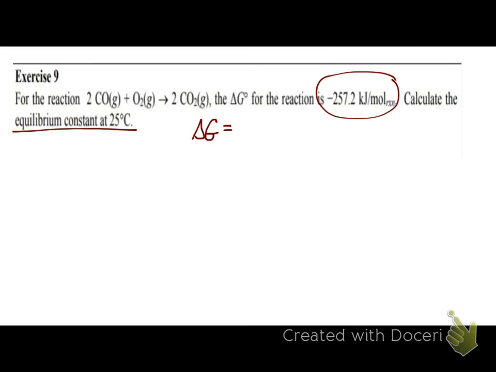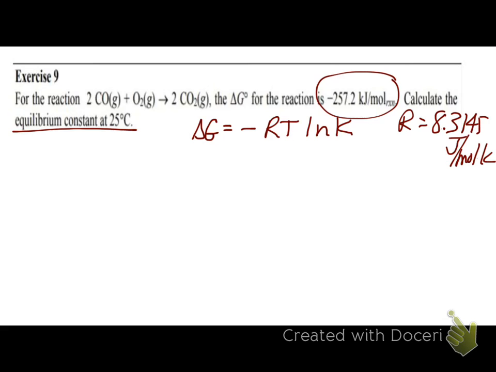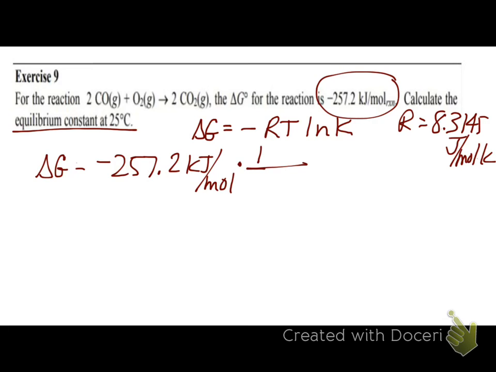So we're going to use delta G is equal to negative RT ln K. Recall that R again is 8.31 joules per mole K. So we got to get this delta G into joules because it will not work that way. There are 1,000 joules in 1 kilojoule, so this becomes negative 257,200 joules.